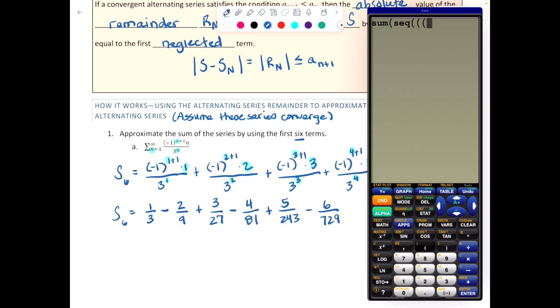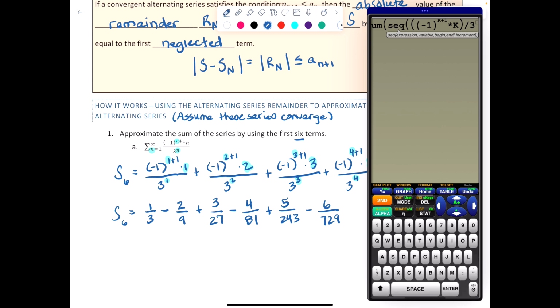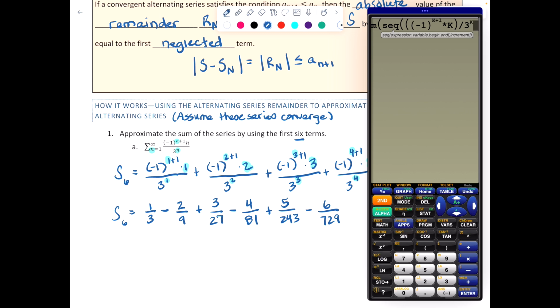Parentheses, another parenthesis, be careful, and then we'll have -1 raised to the, I'm going to put K's in just to be more proper, so alpha K, and then it's K plus 1, and then times K, and the numerator parenthesis, and then divided by 3 raised to the K. So we've put in our expression.